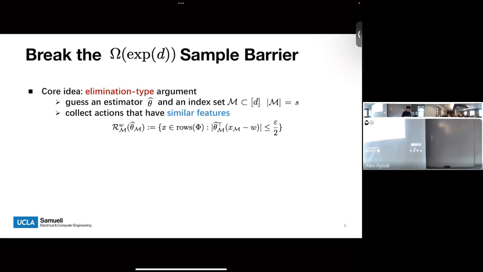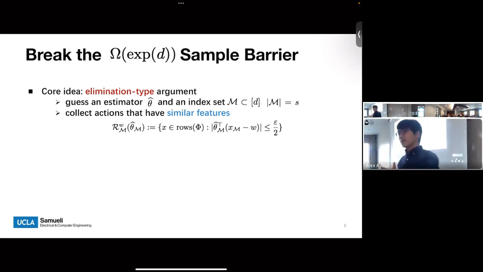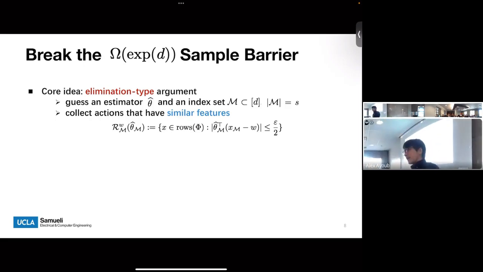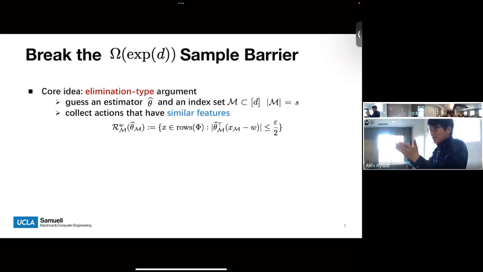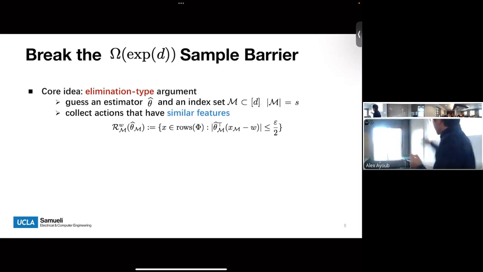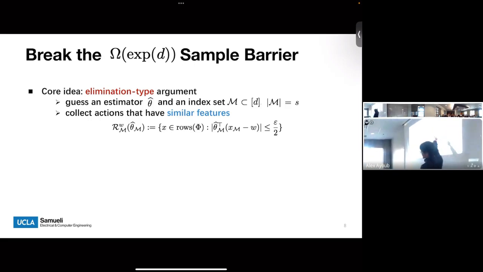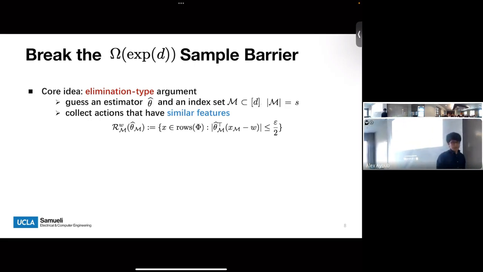So could you explain W again? W is another parameter. It's like you're going to have two epsilon nets. You give an index set, so you can have the actions projected onto this index set. It's only S dimensional, so you can have an epsilon net to match those as well. So W is an epsilon net to match the actions. And theta hat is the other parameter.